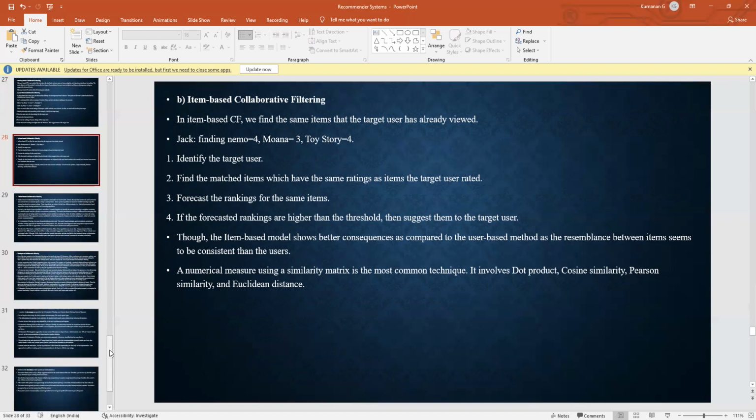The item-based model shows better performance compared to the user-based one, as the dissimilarity between items seems to be more consistent than between users. A numerical method using a similarity matrix is the most common technique. It involves dot product, cosine similarity, Pearson similarity, and Euclidean distance.